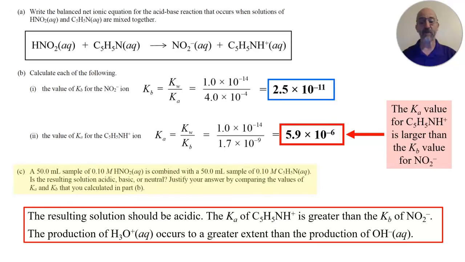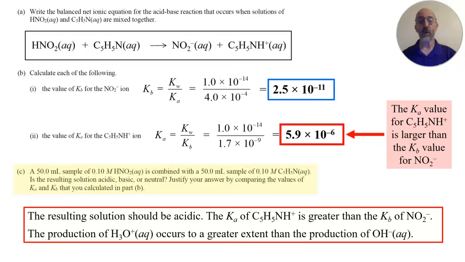I'm showing how I compared those two values. So the production of the hydronium ion from that weak acid occurs to a greater extent than the production of the hydroxide ion from the weak base. Okay, well, those are the answers to question 4. You have now seen in questions 1, 2, 3, and 4 examples of strong acid, strong base, weak acid, strong base, weak base, strong acid, and then now here this was a weak acid and a weak base.